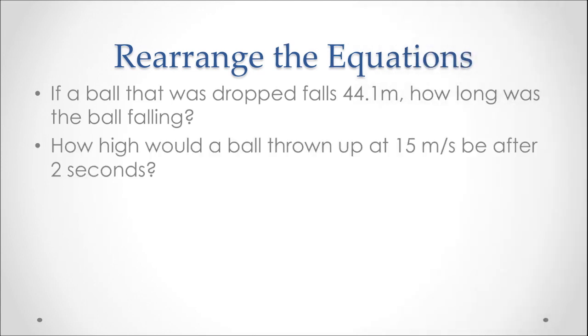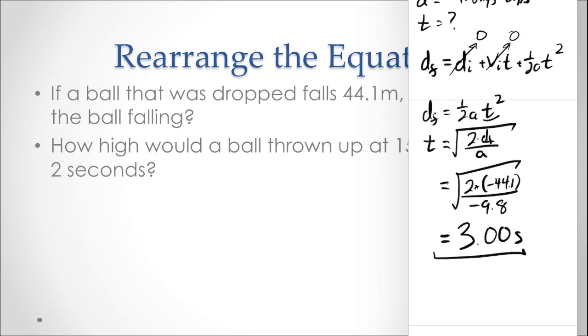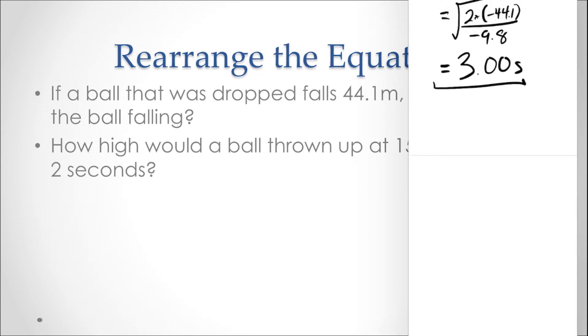Our next question, how high would a ball thrown up at 15 meters per second be after 2 seconds? So again, let's draw a picture. Here we begin with a ball that is being thrown up at 15 meters per second. We know after you throw a ball up, it will move up and then slow down. The reason why it slows down is because gravity is pulling it down with a certain acceleration. Now that we know our situation, let's write down what we know.